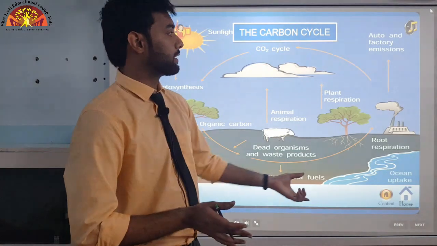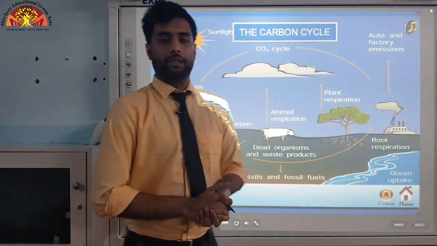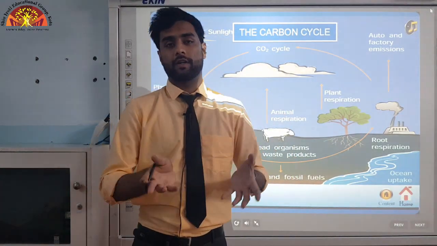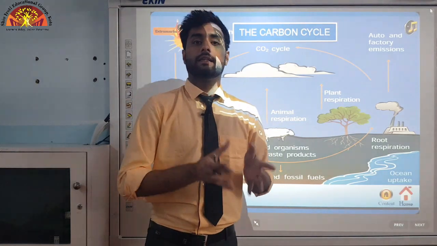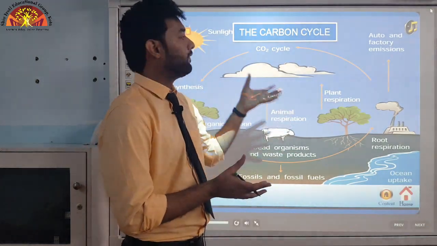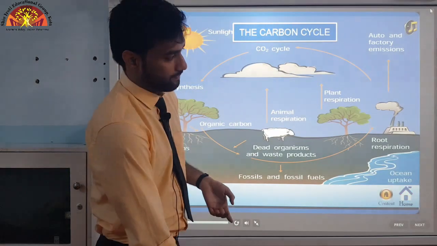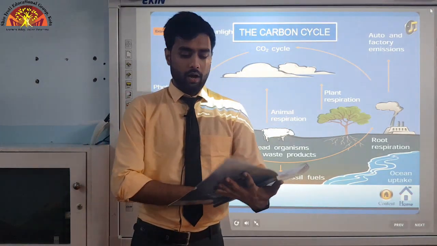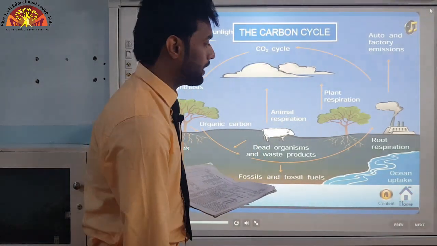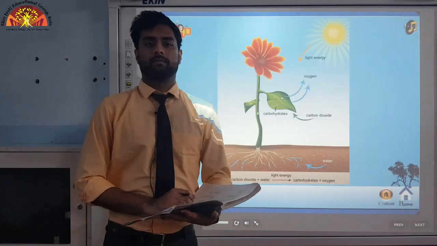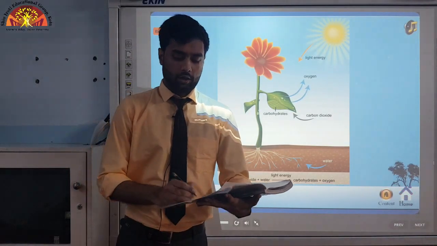Another process that releases carbon dioxide is auto and factory emissions. Factories also emit a lot of carbon dioxide, which increases the amount of carbon dioxide in our atmosphere. So this was the carbon cycle. Now let us move on to the oxygen cycle. What process does oxygen go through? And so our next topic is the oxygen cycle.